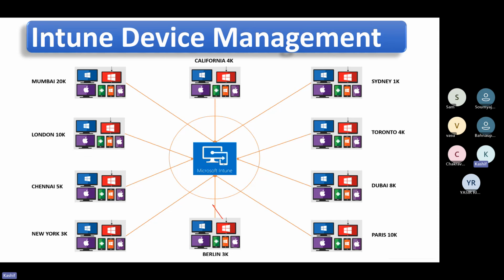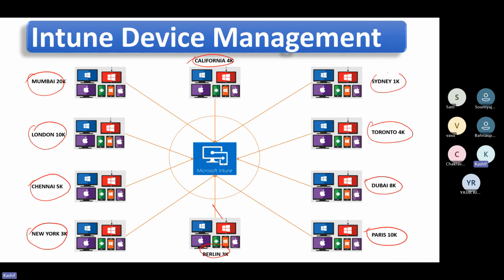Intune is basically going to manage devices. Suppose you have headquarters in New York. 3,000 devices are there in New York. Then you have branch offices in multiple locations like Chennai, London, Mumbai, California, Berlin, Paris, Dubai, Toronto, Sydney. You have multiple regions, branch offices, and multiple devices, like 1,000 devices in Sydney, 4,000 devices in Toronto, 8,000 devices in Dubai. So, as Intune administrator, your task is to enroll the devices into Intune.